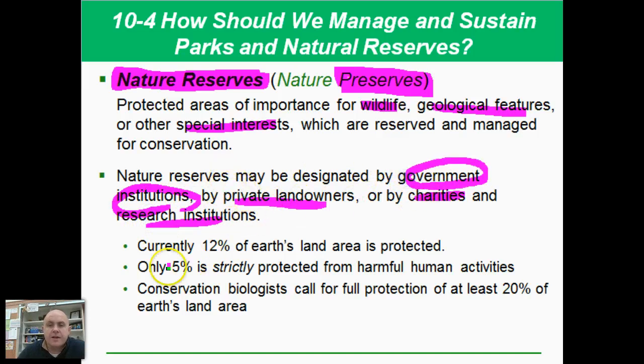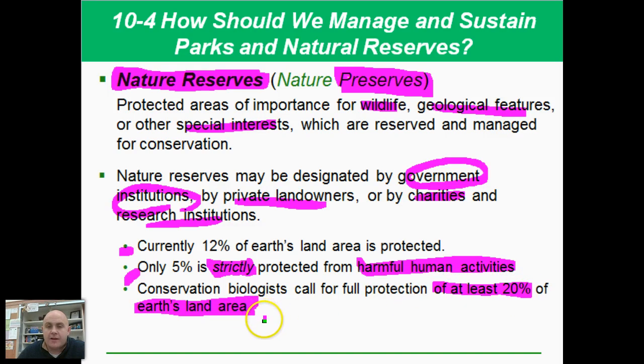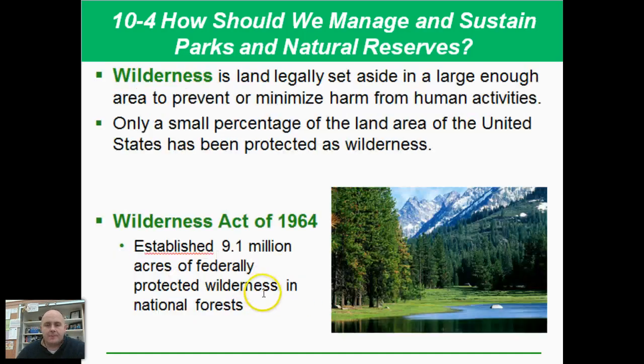So how much protected land do we have when we talk about national parks and reserves and things? Well, only about 12% of the Earth's land is protected. And only 5% of it is really strictly protected to a point where there's not harmful activities from humans in it. And most conservation biologists believe that we need to really take care of a lot more. There should be protection of up to 20% of the Earth's land area if we wanted to make sure that we had a healthy situation. So we're at 5. Most scientists think we should be at 20. So we're only a fourth of the way there.